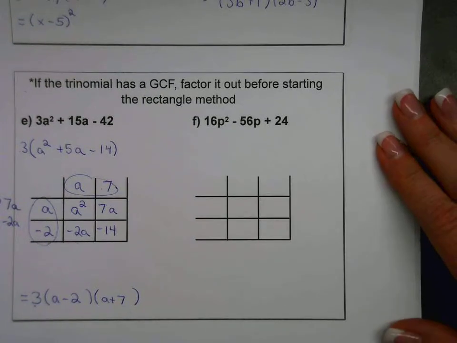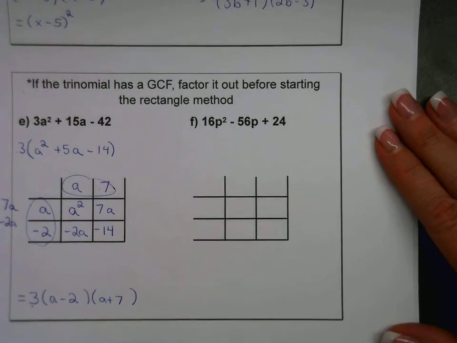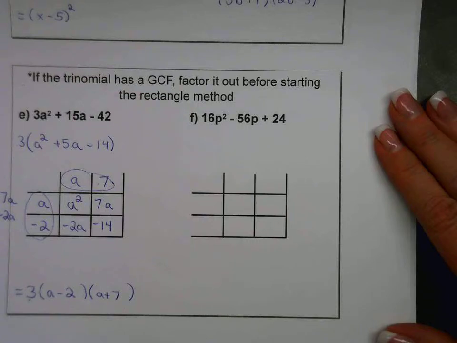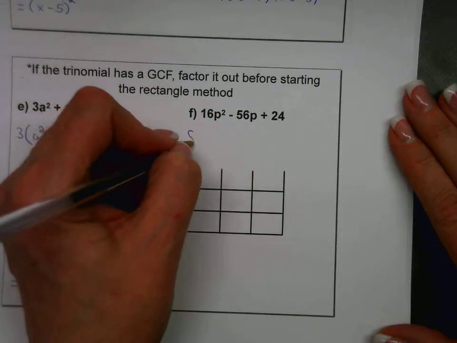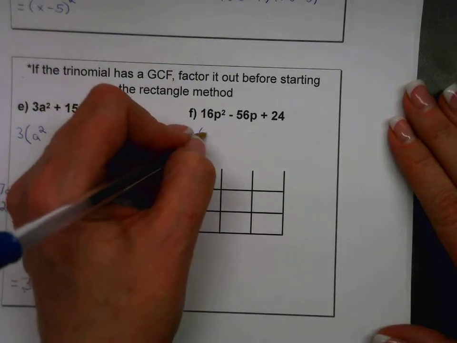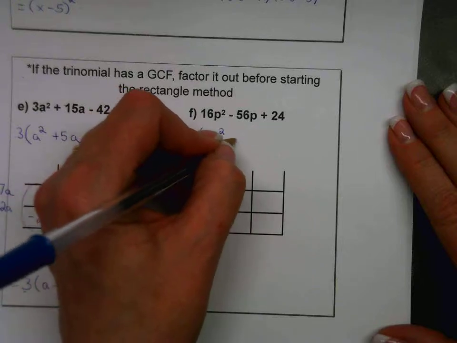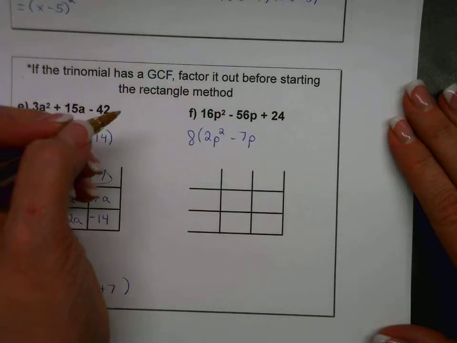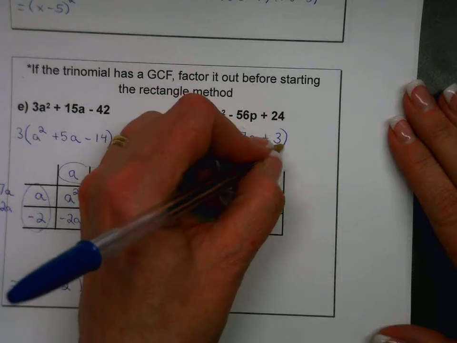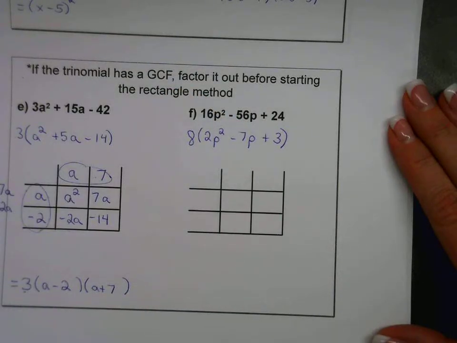For question F, the first step is to look for a greatest common factor. So here, you want to make sure that you are selecting the largest factor, because 2 is a factor for all 3 terms, 4 is a factor for all 3 terms, but 8 would be the greatest common factor. If I take out an 8, I'm going to be left with a 2p squared minus a 7p plus a 3. We factored with the greatest common factor.